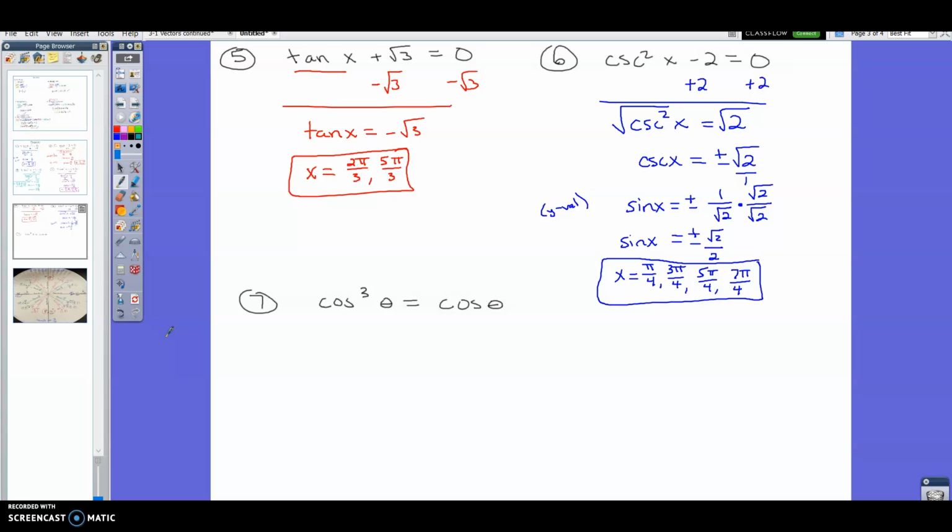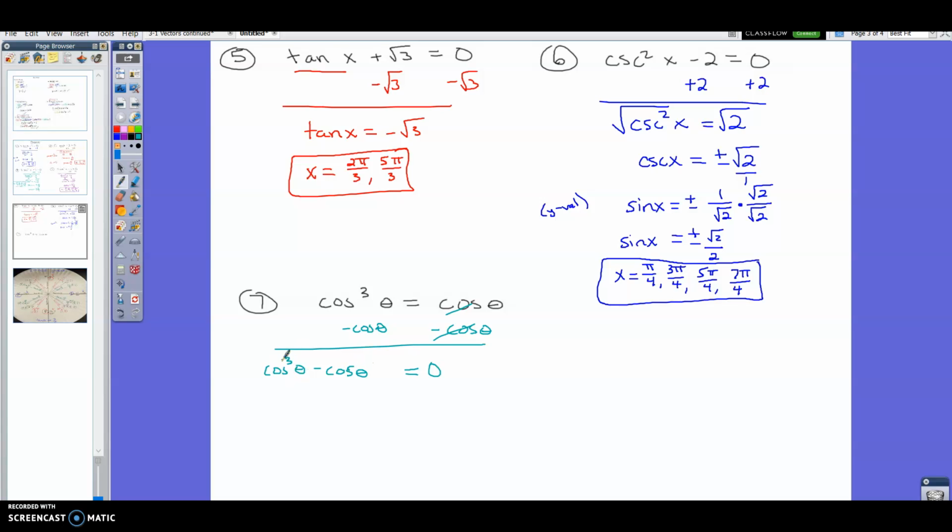Okay, now number 7 needs to be worked just a little bit differently. Since we have cosines on both sides, we want to get all of the cosines on the same side. The reason why we want to do that is we're going to end up having to factor on this one. So I'm going to move this cosine over to this side by subtracting cosine of theta from both sides. So those go away to become 0. And over here we have cosine cubed minus cosine theta, and that all equals 0.